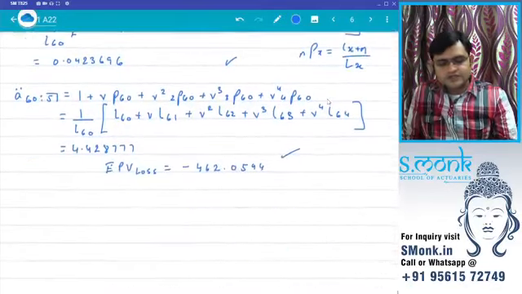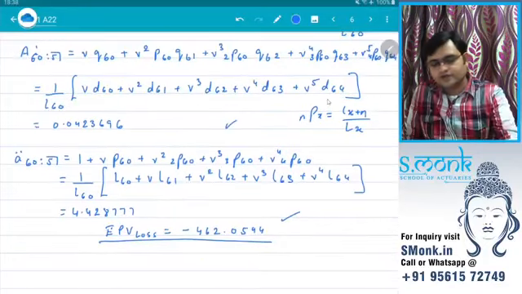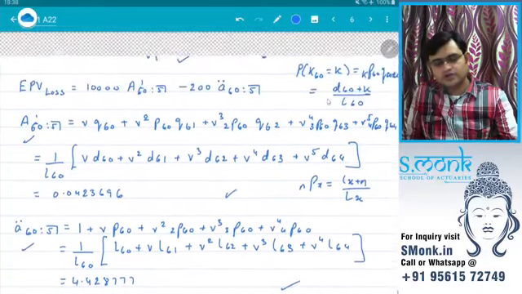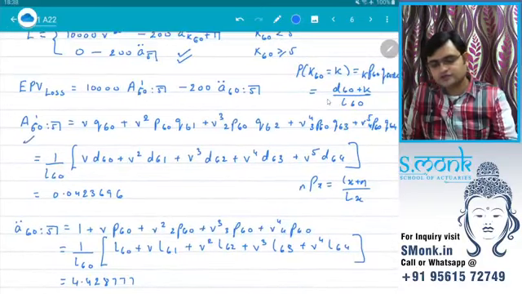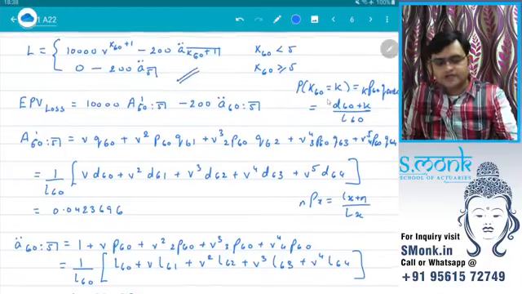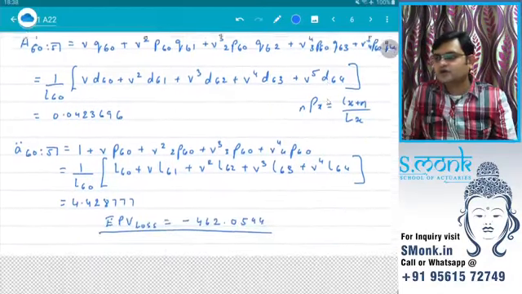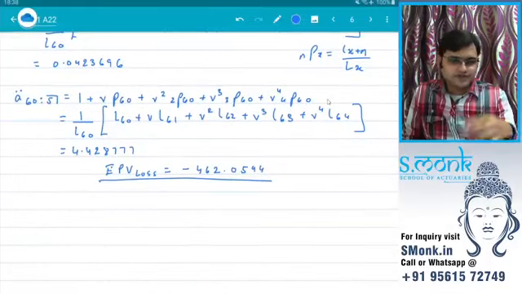In the examination, they might ask you to find the expected present value of loss, and this is how we will be doing it. They won't be asking you standard deviation in such cases, because finding standard deviation here, you can see how much calculation we would have to do and make those tables. In Excel, it's so much easier.